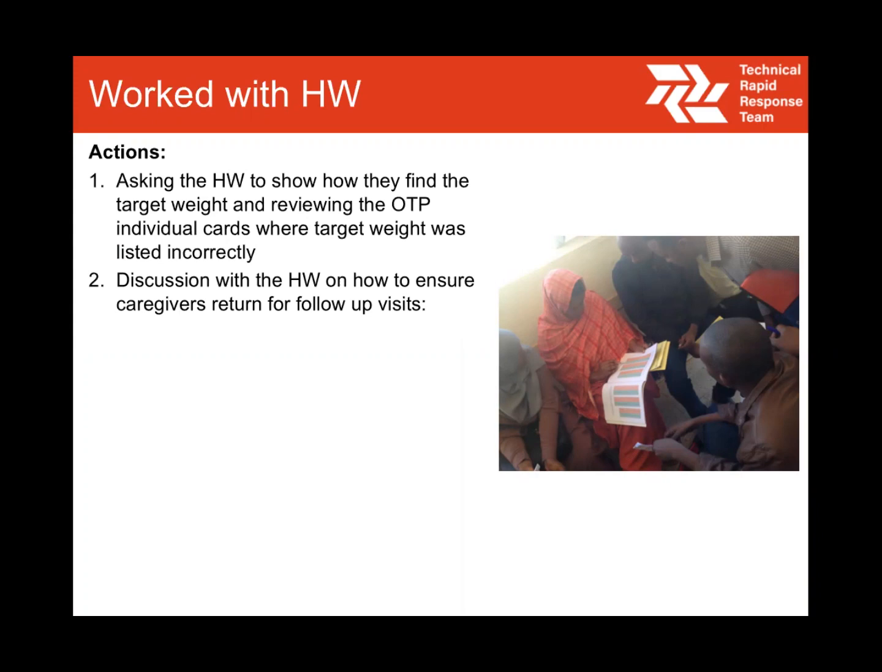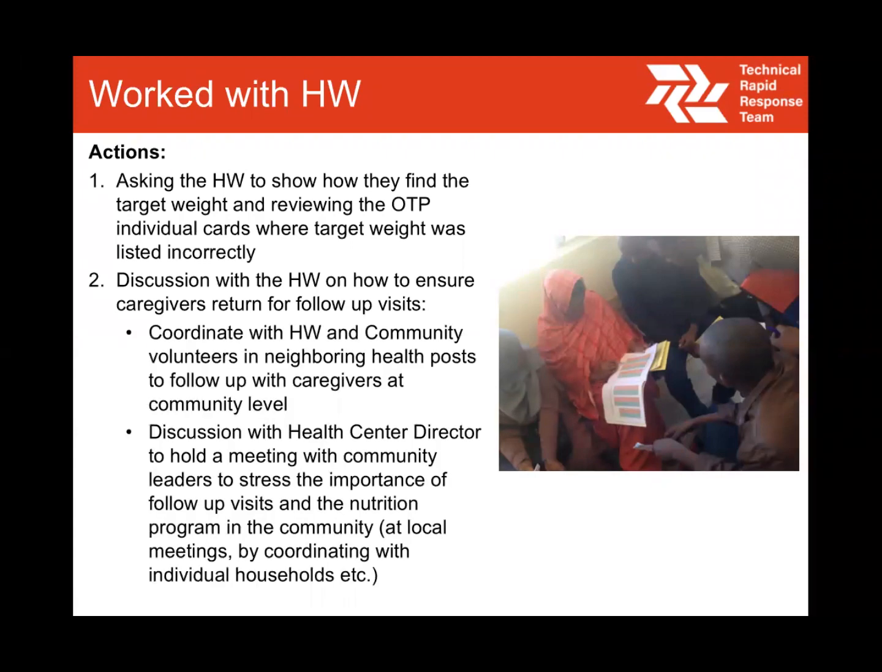And the second action was that we had a discussion with the health worker on how to ensure caregivers can show up for follow-up visits. And she had a lot of really good ideas. The two main ideas were to coordinate with the health worker and community volunteers in neighboring health posts to follow up with caregivers at community level. So we learned that there was an existing structure within the community. There were already community volunteers. There were neighboring health posts that could help out with that because she was alone running the OTP.